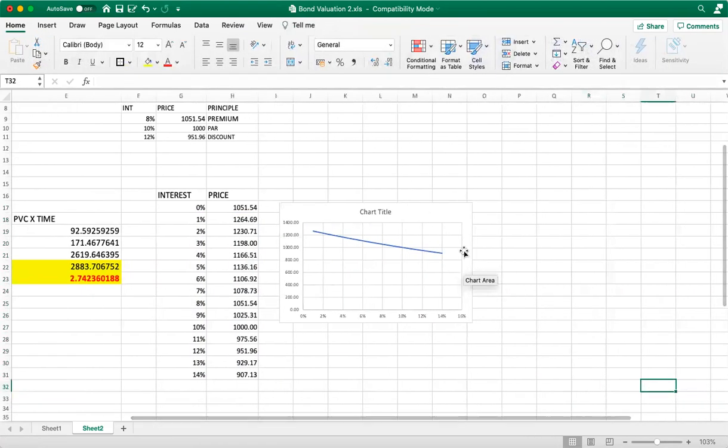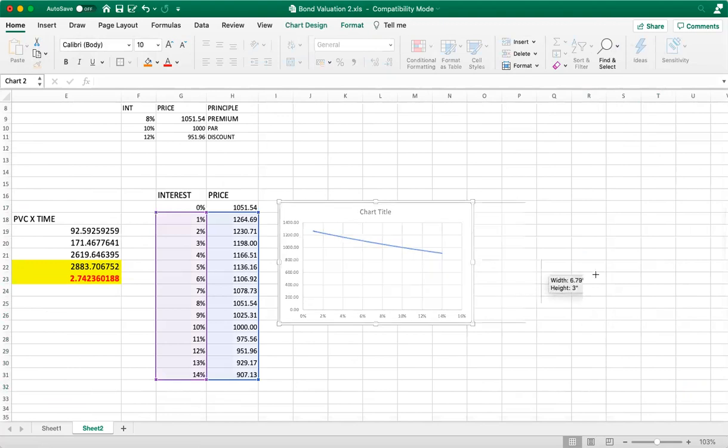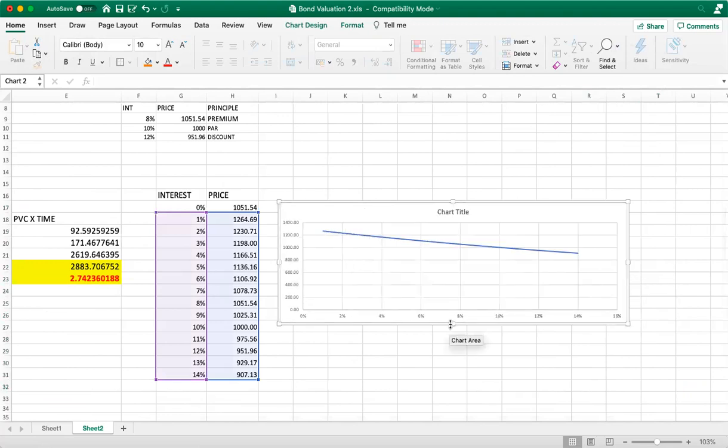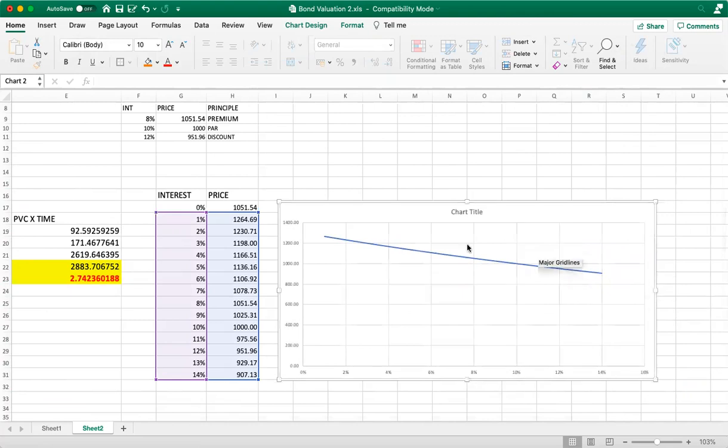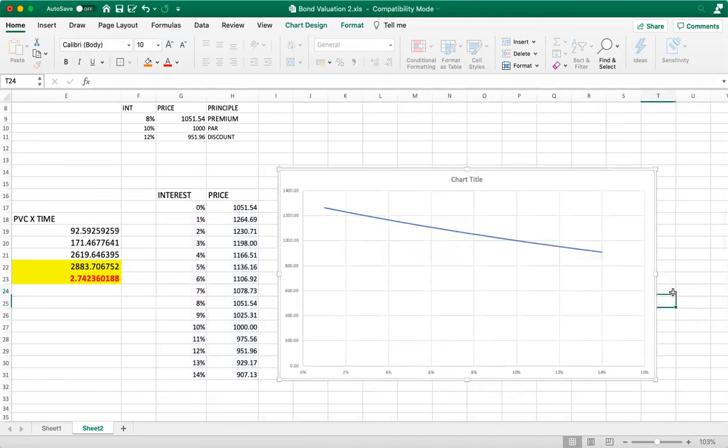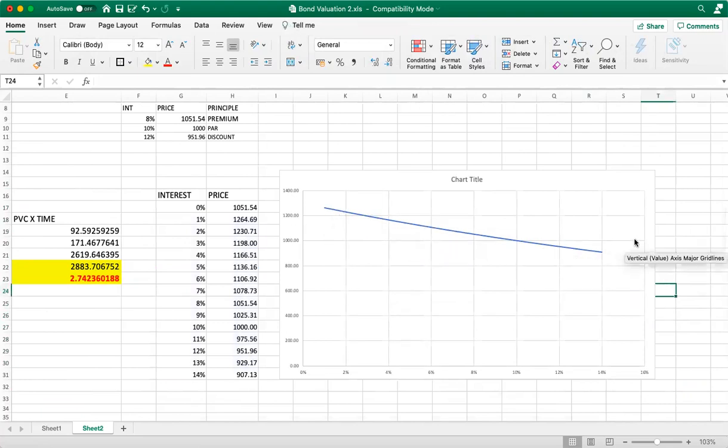So I'll go to the left, expand this. That's the first thing you do. You expand, you activate it first, and you can see this, and therefore you are able to expand. You're able to expand it up. Now you can see a downward sloping curve. This is the inverse relationship.